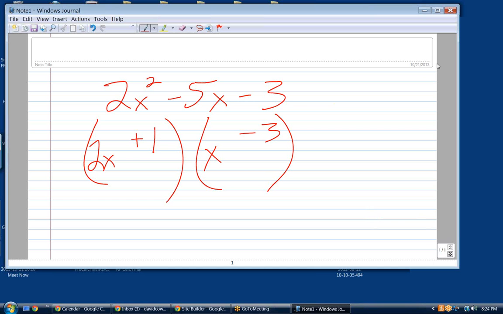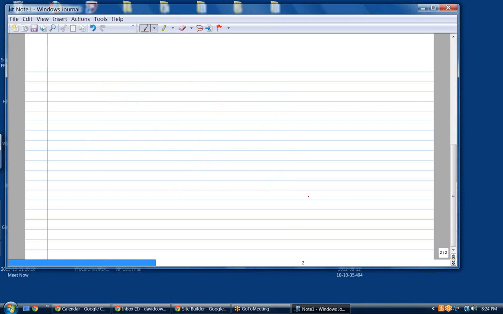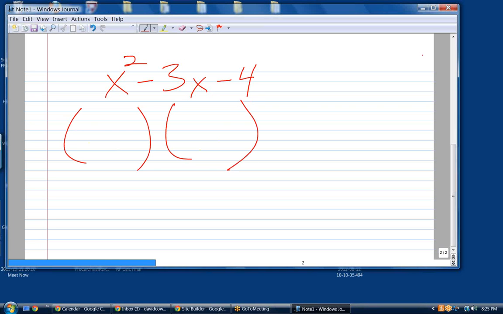We'll make these fairly simple. How about this one? Make sure you can do the ones without the coefficient in front of the x term. So what goes here and here? X.